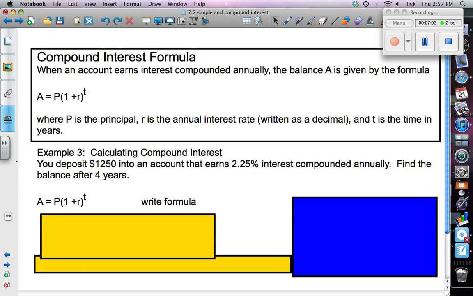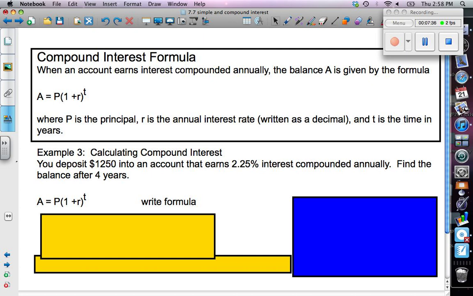So now we get to compound interest for our last example. So compound interest is when an account earns interest compounded annually. So at the end of each year, however much is in it, whether it's from interest or your principal, you're going to earn interest the next year on the full balance. So this is the equation for compound interest. A equals P times 1 plus R with T as an exponent, where P is the principal, R is the annual interest rate written as a decimal, and T is the time in years.